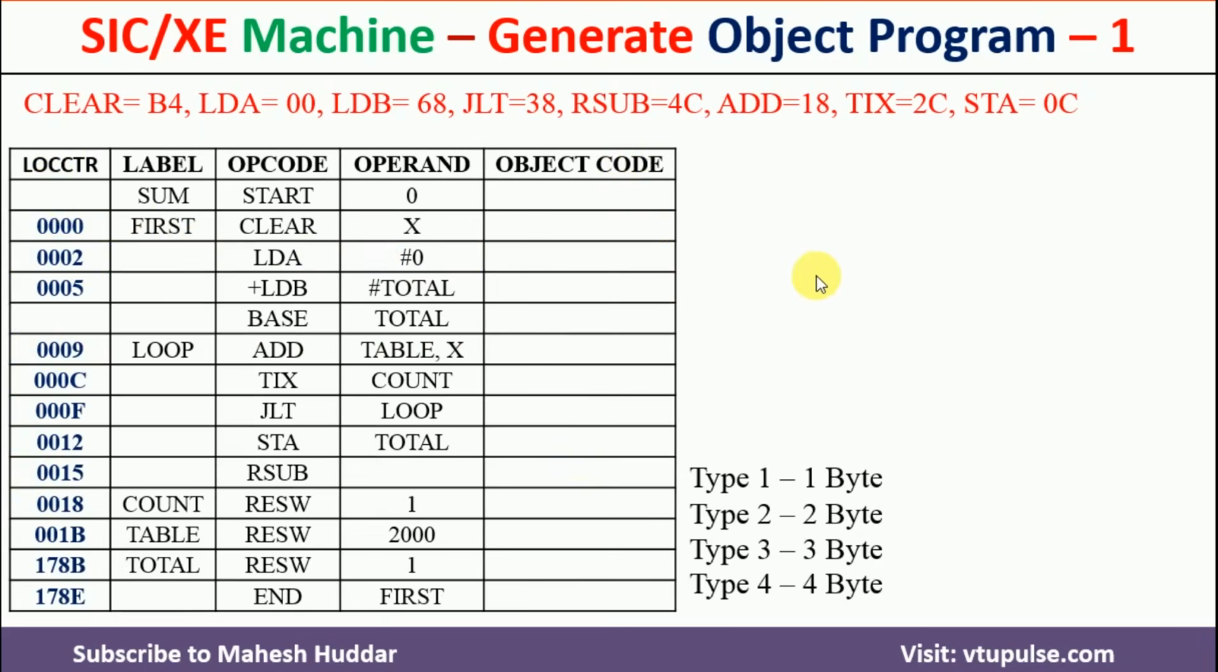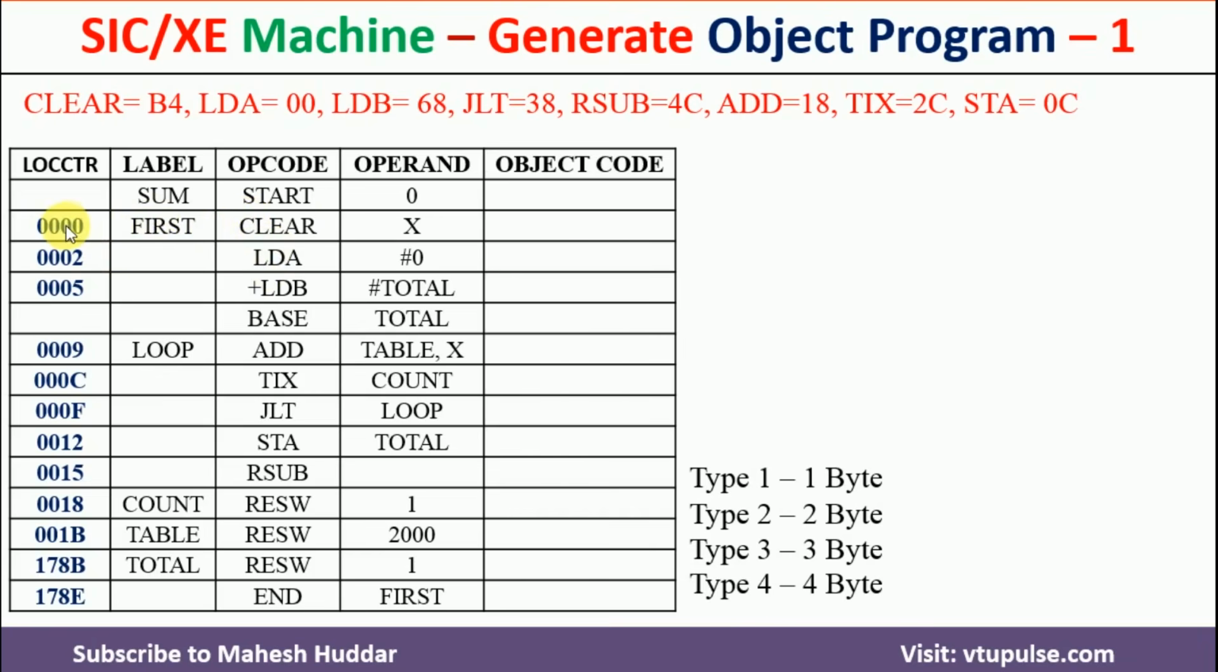In SIC/XE we have 4 types of instructions: type 1, type 2, type 3 and type 4. Whenever we have a type 1 instruction, it will be of size 1 byte, type 2 is 2 bytes, type 3 is 3 bytes, and type 4 is 4 bytes. Now I will start with the first instruction.